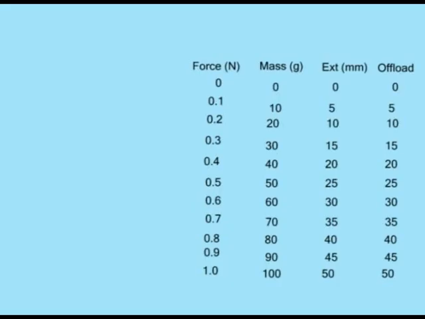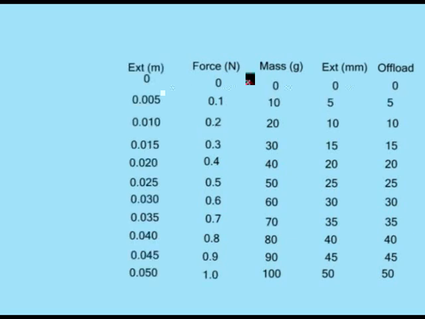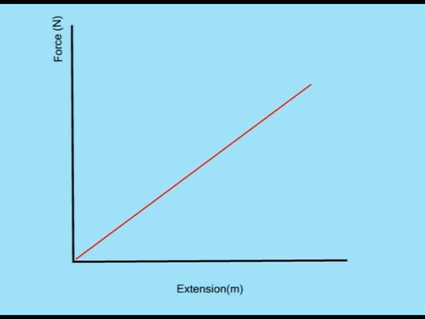Now the same wire is stretched, as shown on your screen. Stretching of the spring beyond point E is called the elastic limit of the spring. Beyond this, the spring is permanently deformed. Hooke investigated and formulated a law relating the stretching force and the extension.